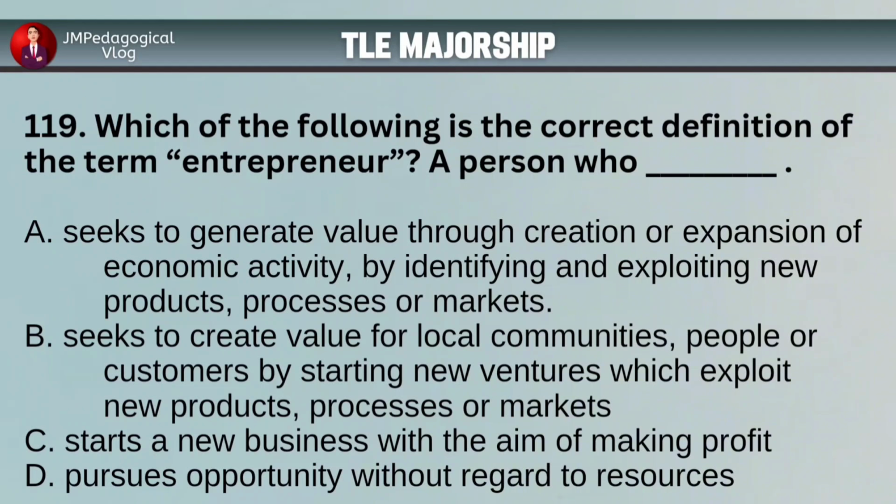119. Which of the following is the correct definition of the term entrepreneur? A person who A. Seeks to generate value through creation or expansion of economic activity, by identifying and exploiting new products, processes or markets. B. Seeks to create value for local communities, people or customers by starting new ventures which exploit new products, processes or markets. C. Starts a new business with the aim of making profit. D. Pursues opportunity without regard to resources.